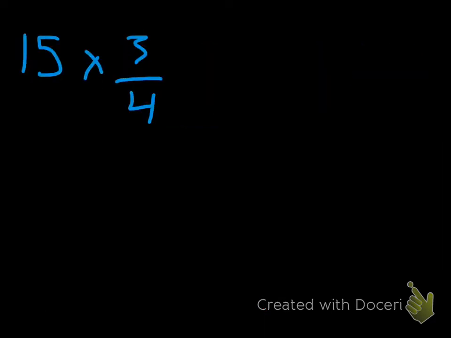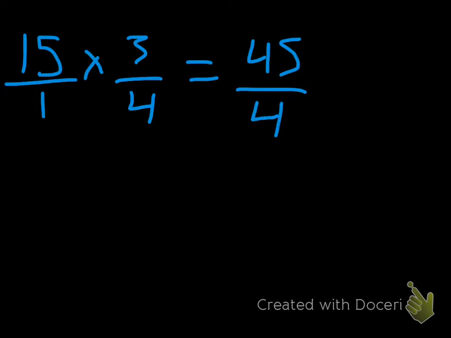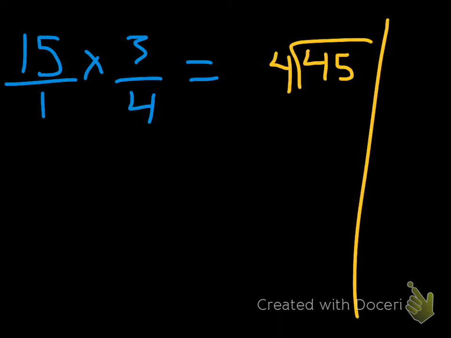Next step is to solve it using multiplication. So 15 we put over 1, we multiply across. 15 times 3 is 45. The bottom, 1 times 4 is 4. This little line means divide. So now I'm going to do 45 divided by 4.